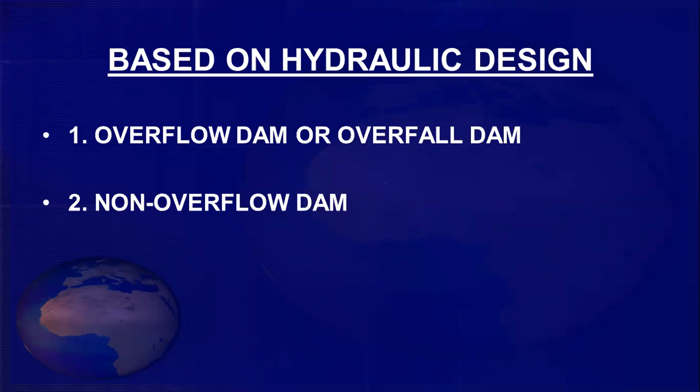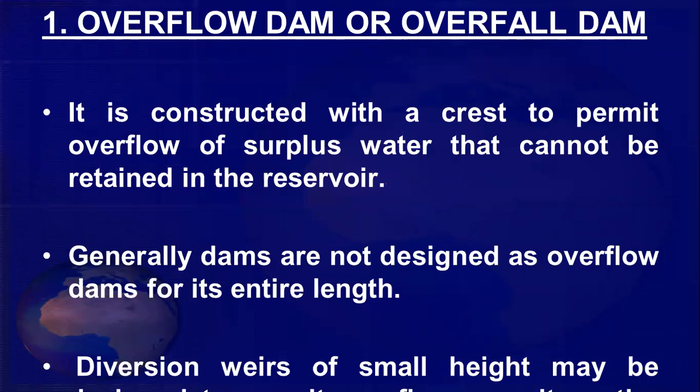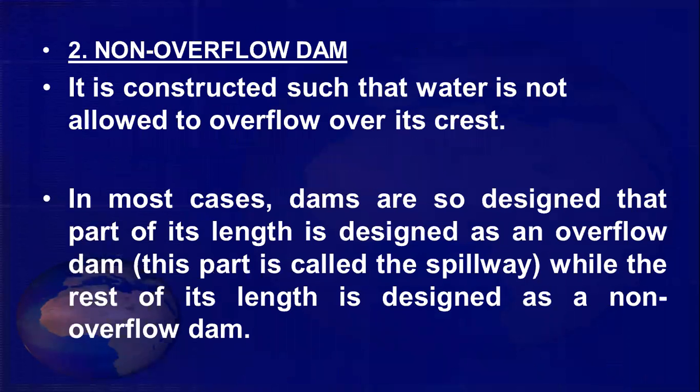Now, based on the hydraulic design, you can classify it as the overflow dam or overfall dam and non-overflow dam. Overflow dam means the water gets overflowed over the crest. So that is the overflow dam. It is basically designed to overflow the flow of water. The non-overflow dam: the water is not allowed to overflow over the crest, over the wall of the dam.